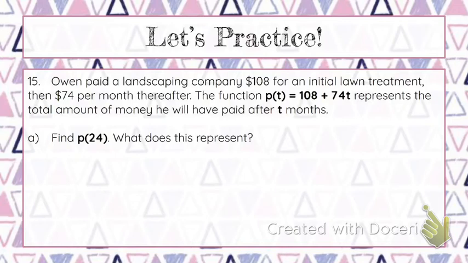Okay. Owen paid a landscaping company $108 for an initial lawn treatment. So the first time this company came out, it cost $108. But then to keep it up, he's paying $74 per month every month for them to keep up his lawn care. So the function P of t equals 108 plus 74t.